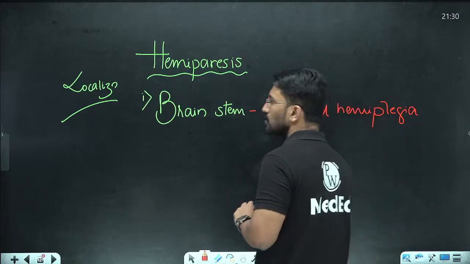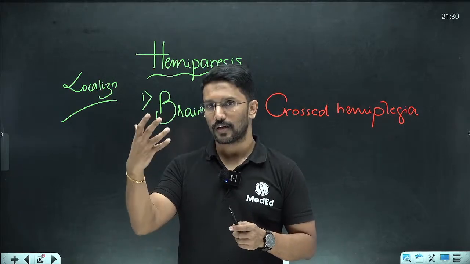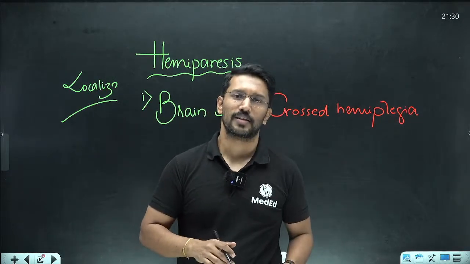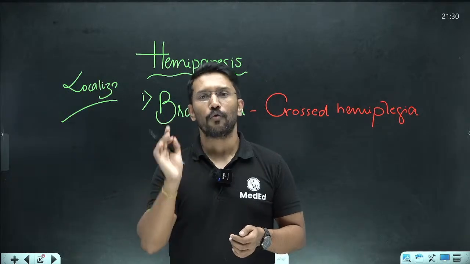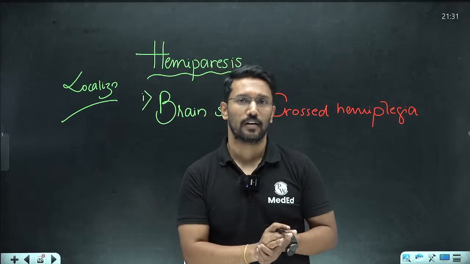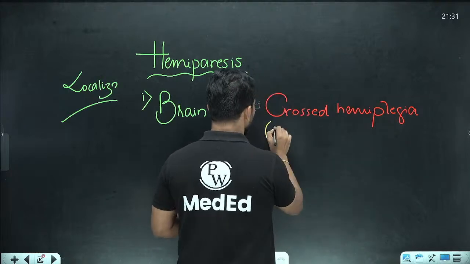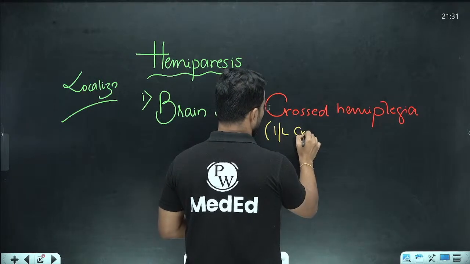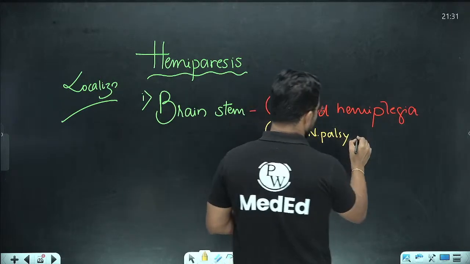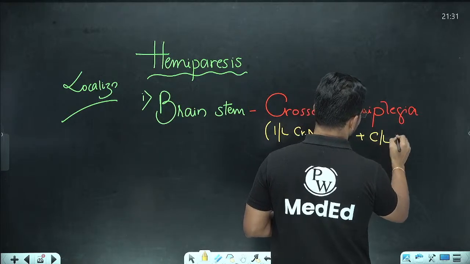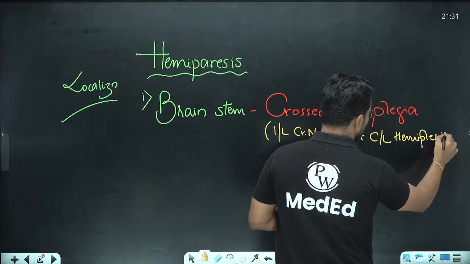But why am I using the term crossed hemiplegia? Because here cranial nerve involvement is on one side and the hemiplegia is on the other side. And which side there is cranial nerve involvement? On the side of lesion. That means ipsilateral side cranial nerve involvement. So when I say crossed hemiplegia, it means a combination of ipsilateral cranial nerve palsy plus contralateral hemiplegia. Now, can this patient that we saw fit into crossed hemiplegia?